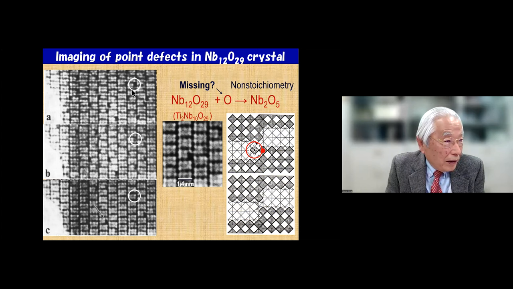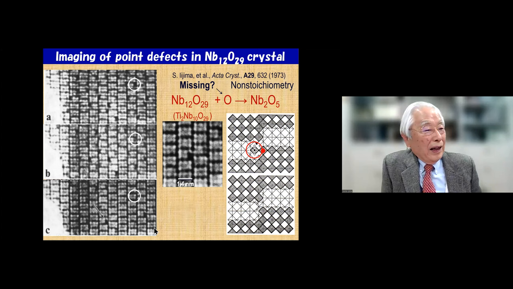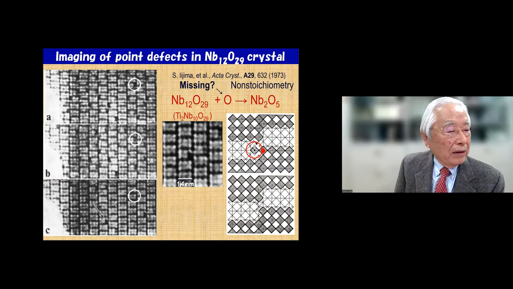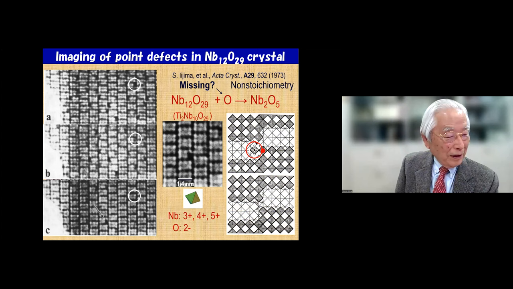So in this way, we characterize the crystalline defect, the point defect, which cannot be seen or analyzed by X-ray or other diffraction techniques. That is where we should go. That's my strategy for doing the microscopy.